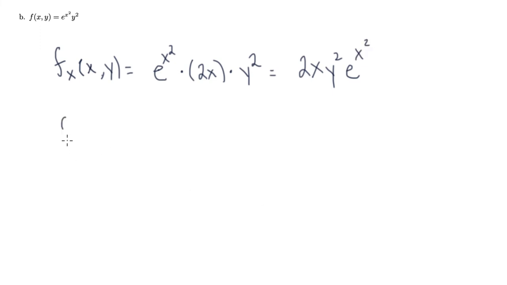And now the partial derivative with respect to y, I just want to leave that e to the x squared alone, because now that's a constant, because I'm fixing x. I'm treating x as if it were a constant. So what do I have? I just have e to the x squared, that constant, times the derivative of y squared, which is 2y. So there is my partial derivative with respect to y. Here's my partial derivative with respect to x.